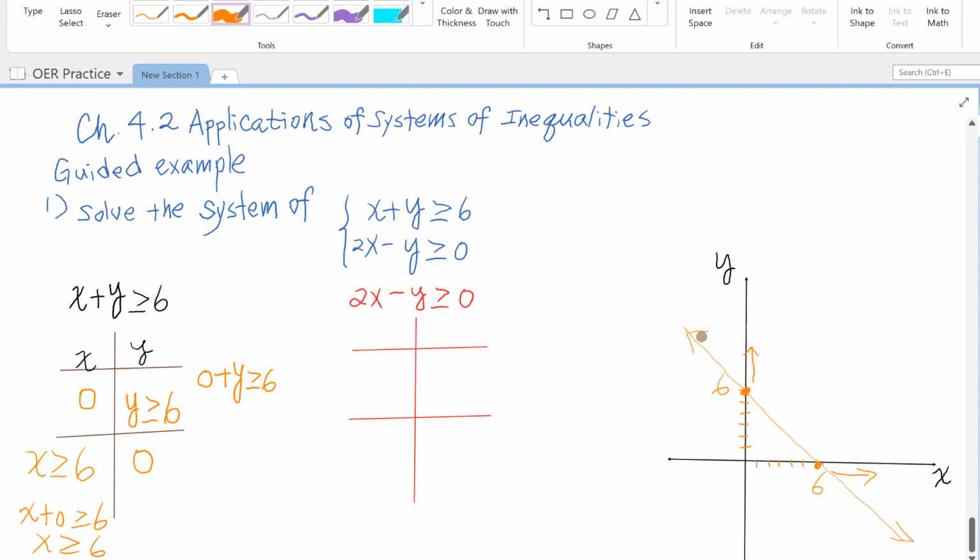Right here, that's the line, and above, and you can see from the pictures.